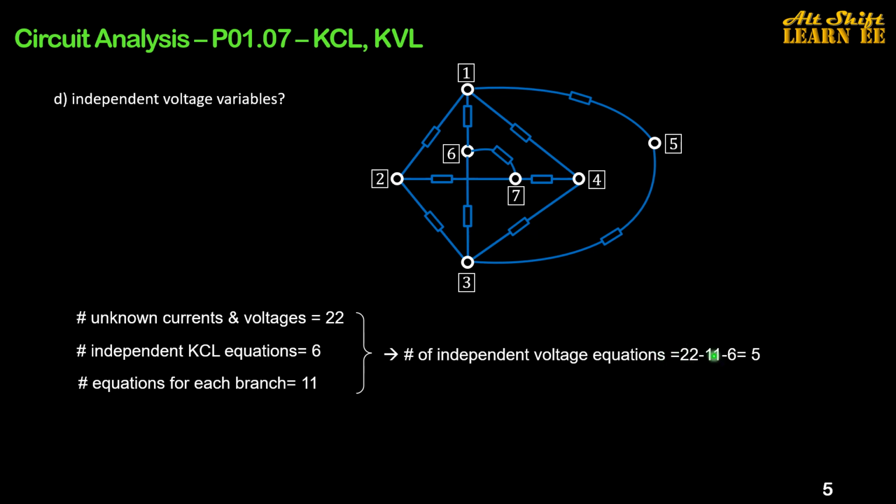the number of unknown voltages minus 6, which is the independent KCL equations. So there should be 5 independent voltage equations to give a unique solution to this problem. So the number of independent voltage variables out of all 11 should be 11 minus 5, which is 6. Hence, we need 6 independent voltage variables to find all other voltages in this circuit graph.